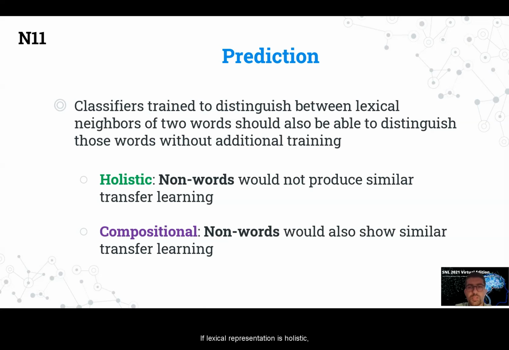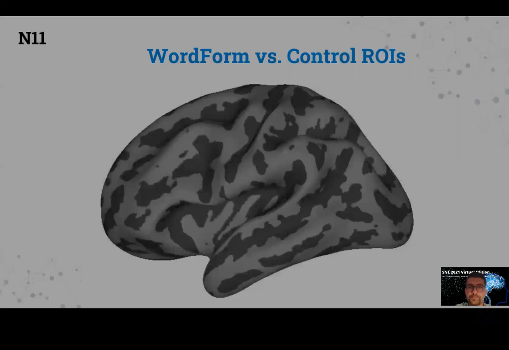If lexical representation is holistic, then non-words wouldn't produce similar transfer learning. If lexical representation is compositional, then training on non-word neighbors of the same words should also show similar transfer learning because those items will activate the same components as lexical neighbors do.